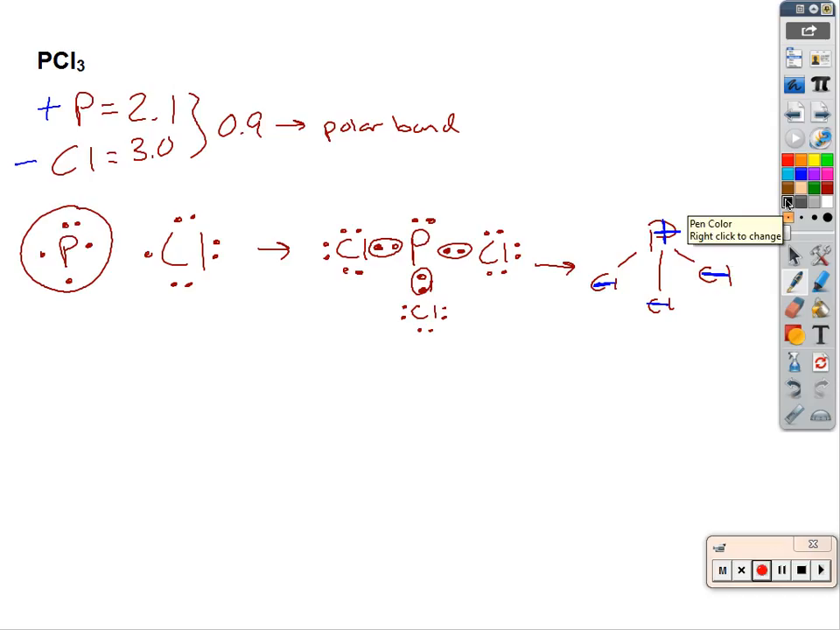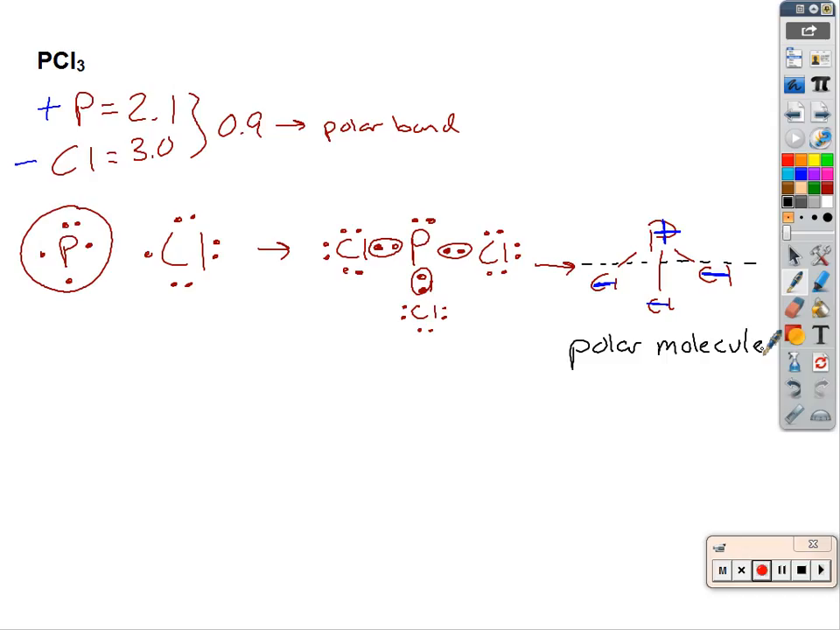And we ask ourselves, can we draw a straight line through that molecule? Put all the positives on one side, all the negatives on the other? And we can. We can draw a horizontal line through that molecule. Have the positive on one side, all the negatives on the other. If we can do that, then what we are looking at is a polar molecule. So PCl3 is indeed a polar molecule.